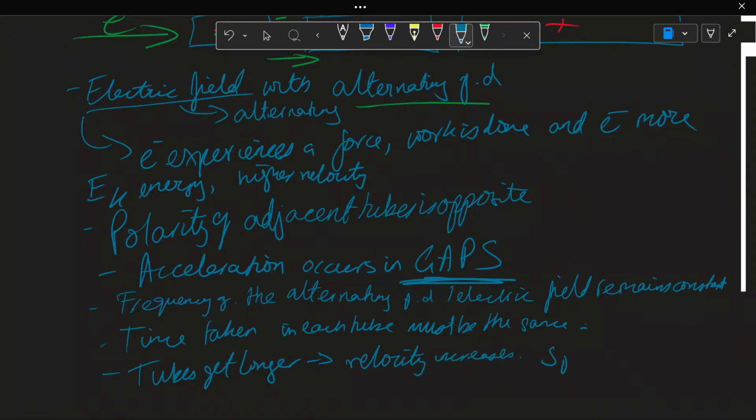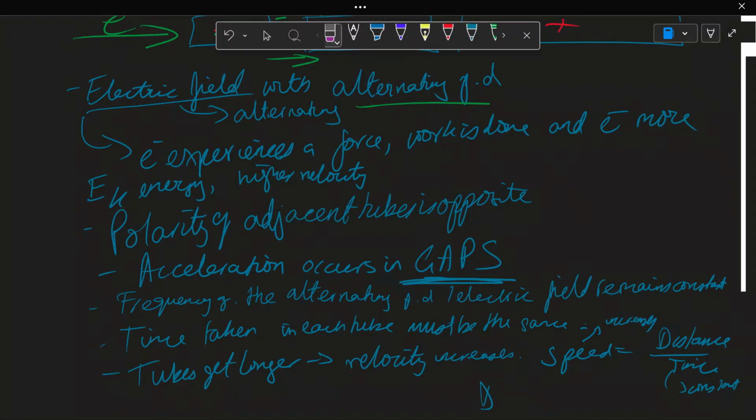And it's just speed equals distance over time. Since time is constant, speed increases. Distance needs to increase as well. So length of tubes increases.